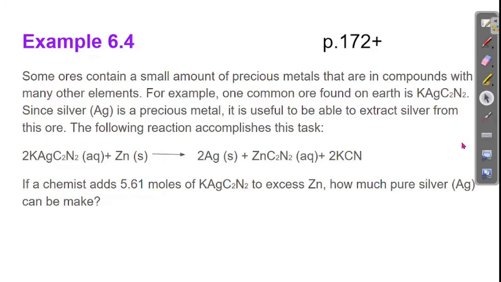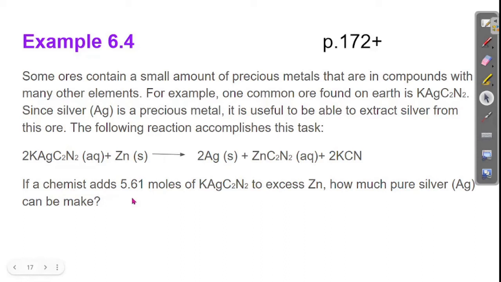Okay. How does this work? Let's apply these to a problem. Page 172 in your book. Some ores contain a small amount of precious metals that are in compounds with many other elements. For example, one common ore found on Earth is this one right here. And you see the silver right there? That's a precious metal. Since silver is a precious metal, it's useful to be able to extract silver from this ore. And this is the reaction that allows you to do that. Okay. So this ore is combined with zinc, and here's the silver by itself, plus other products.